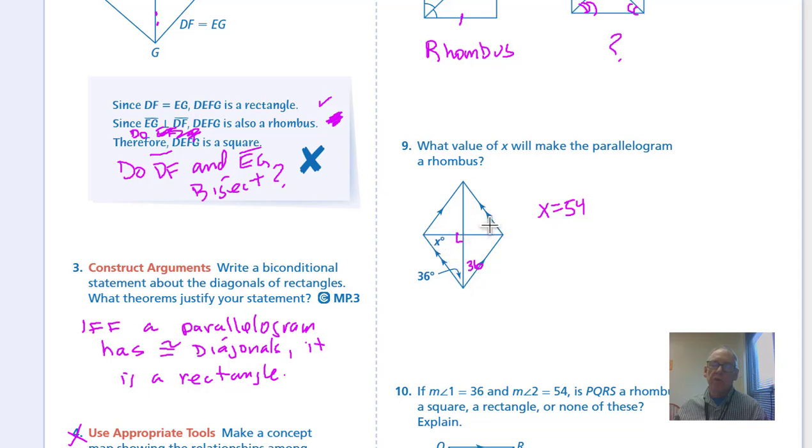So if x is 54 degrees, this would be a rhombus because that would make this. And then these other angles, this would also be x. This would be the complement, or whatever the pair would be going from the other direction. But if x is 54, that would cause this to be a rhombus.